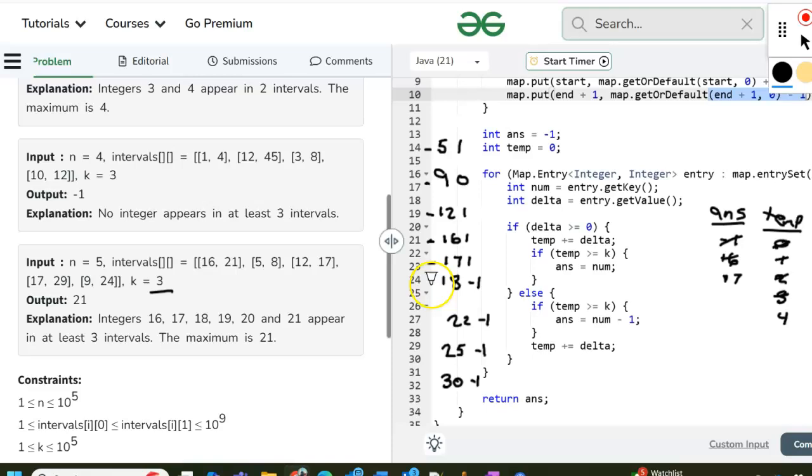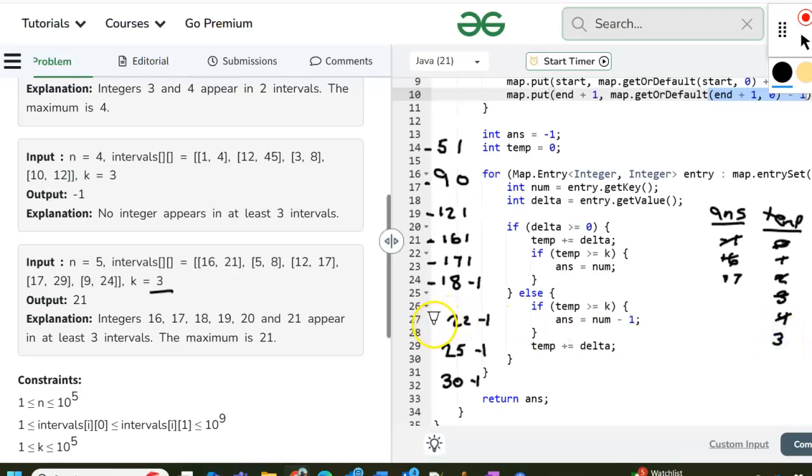All right, next number, 18. The delta is -1. If delta is greater than or equal to 0, which it isn't, so we're going to come down here. If temp is greater than or equal to k, which it is, then answer equals num minus 1. Well, that already equals num minus 1, actually. We'll leave it at 17, and temp plus equals delta, actually a negative delta. So it goes down to 3.